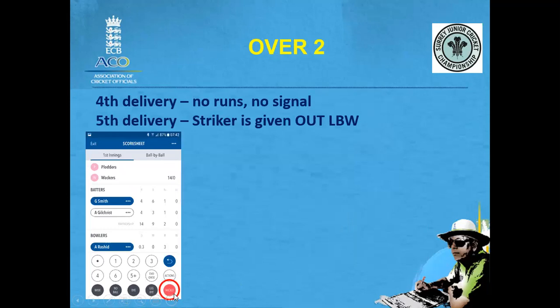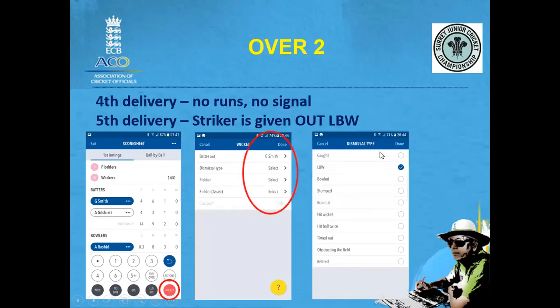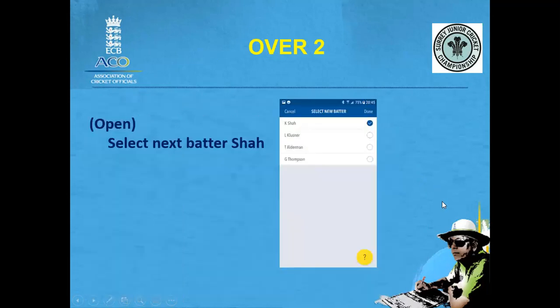So the red wicket button will bring up this screen. It assumes it's the striker, which it is. If we select dismissal type, it gives us the range of dismissal types. So we pick LBW and we confirm that through.